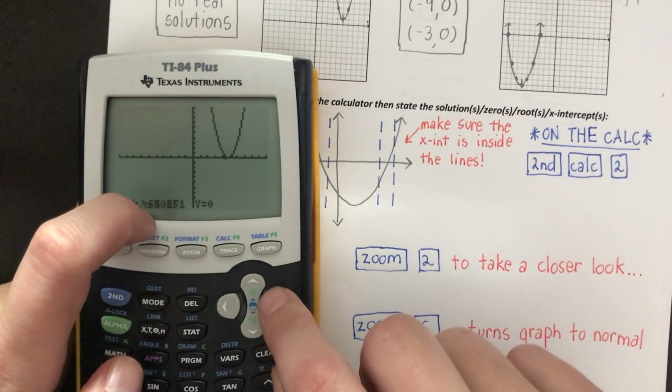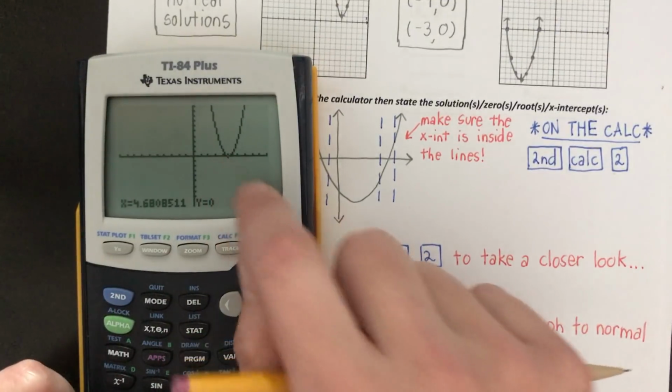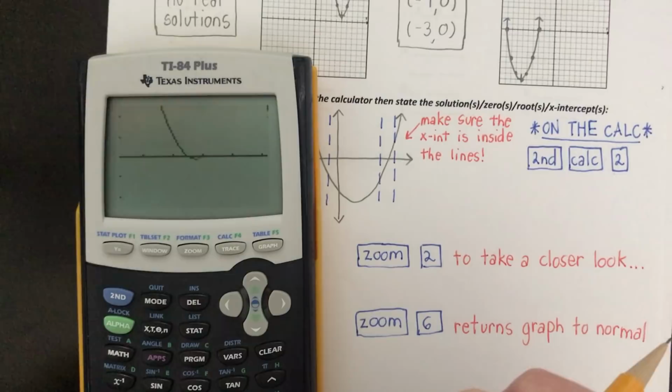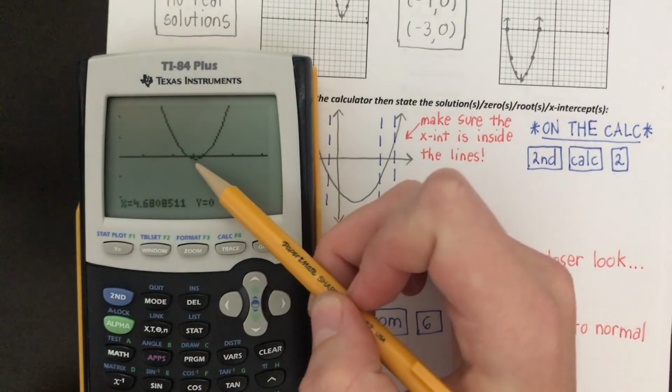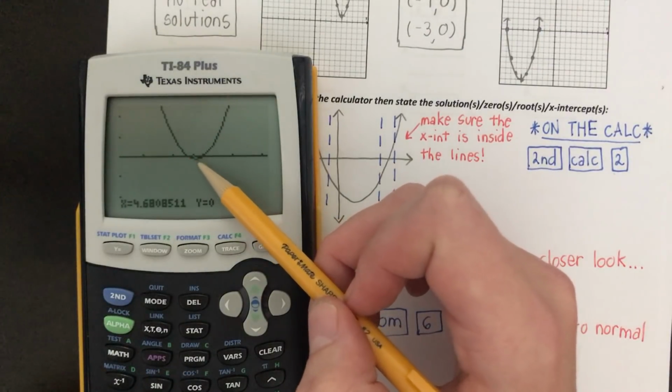I'm going to scroll it until I get about where that vertex is. That's where I want to zoom in. So then I'm going to hit enter. Oh yeah, much better look. It looks as if that vertex does not sit on the x-axis. It actually, the quadratic cuts through.